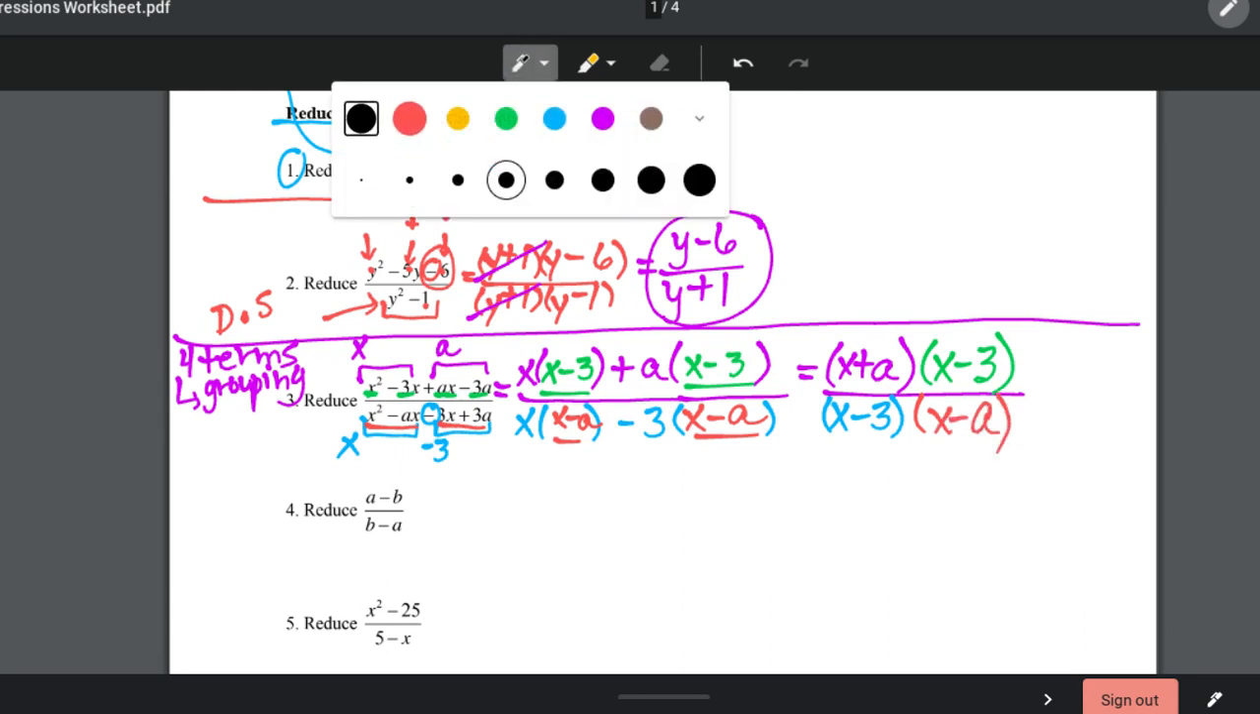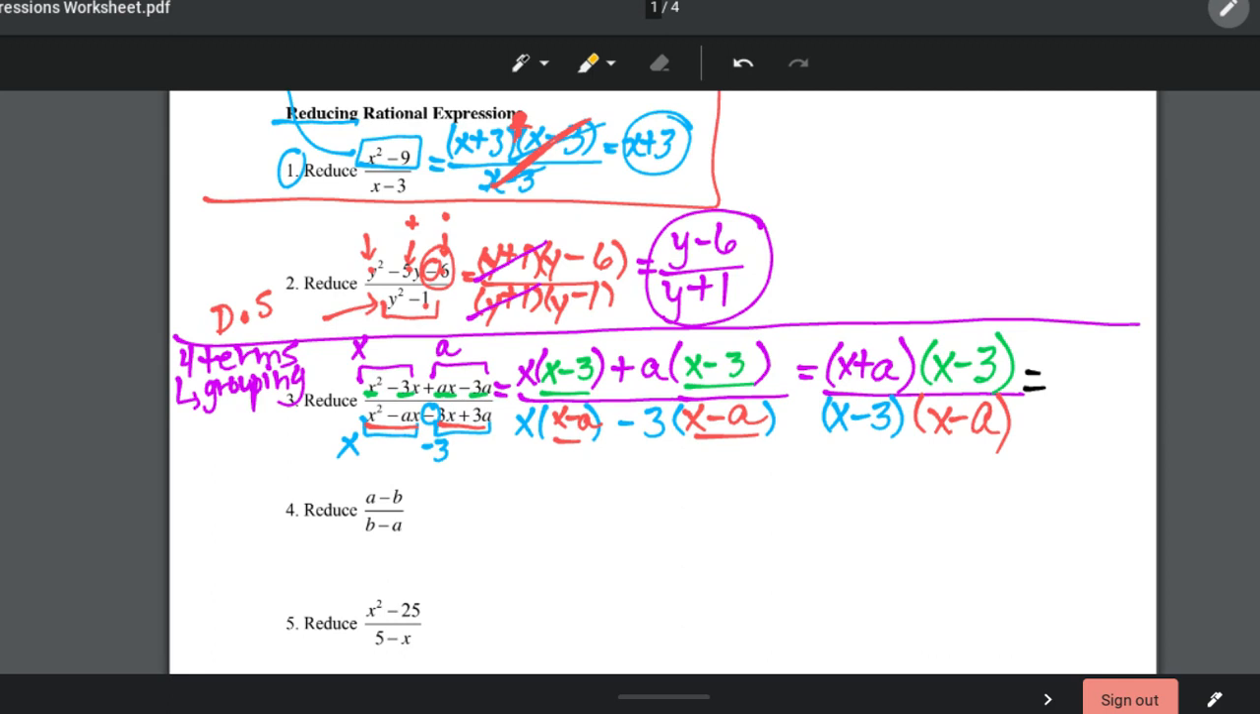So I have the numerator factored, I have the denominator factored. All that's left to do is cancel out or divide out any common factors. The numerator has an x minus 3. The denominator has an x minus 3. So I can divide those out, and my final reduction is x plus a divided by x minus a. And although these look really similar, we can't go any further because one has a plus and the other has a minus.